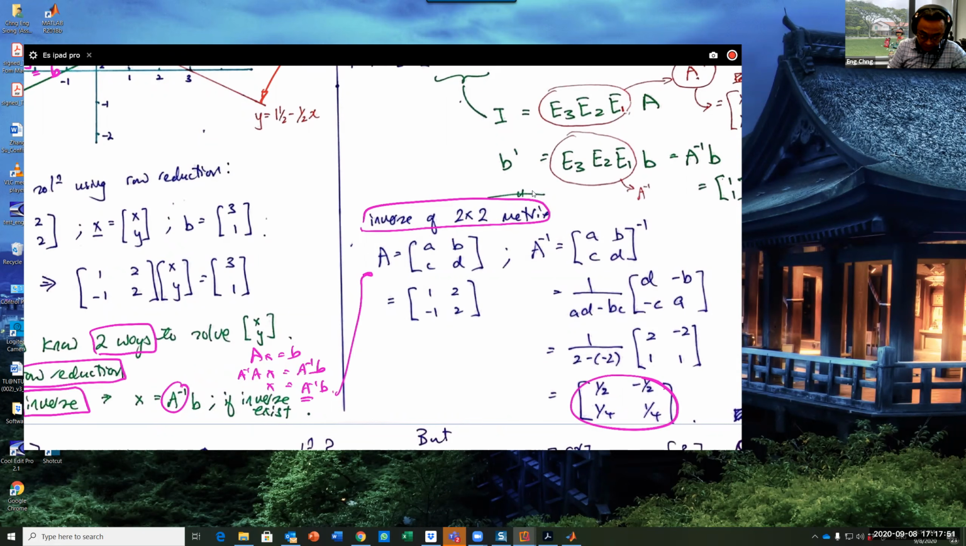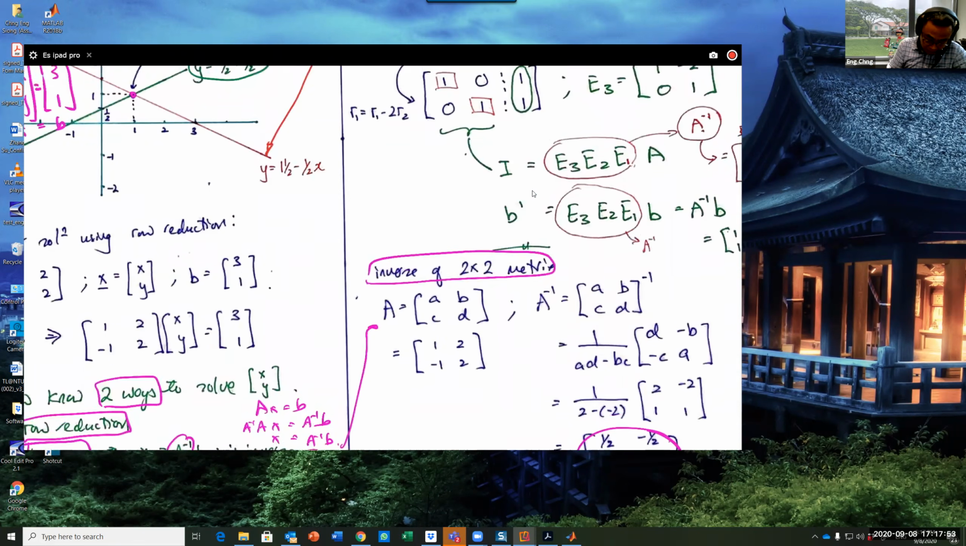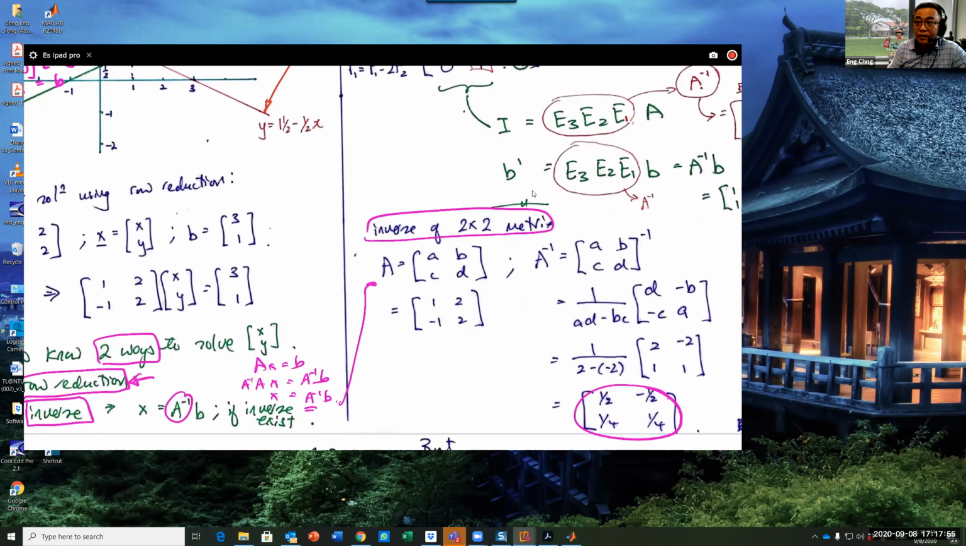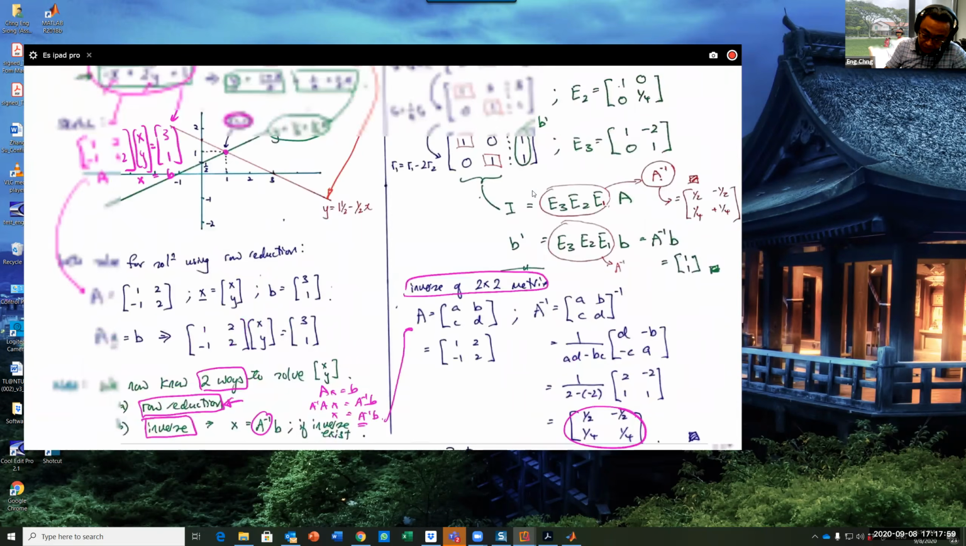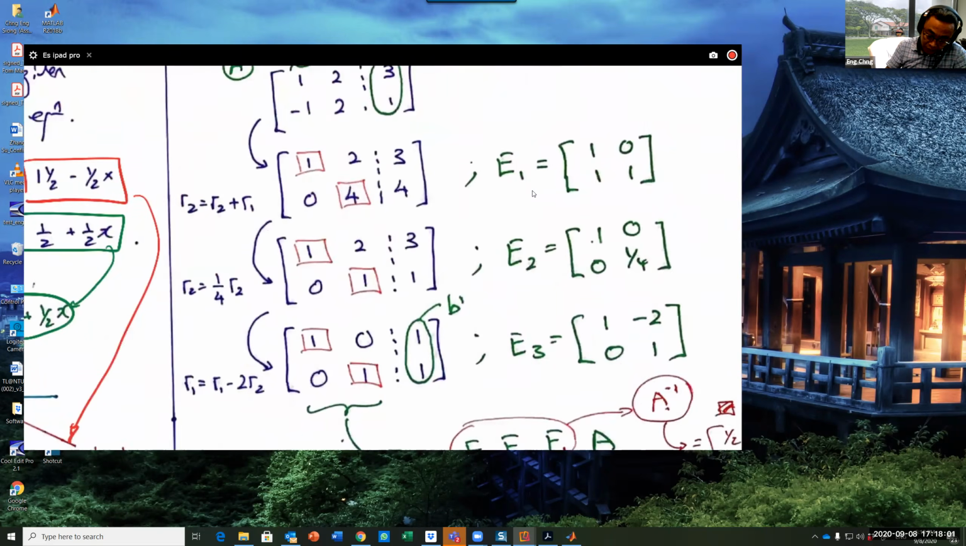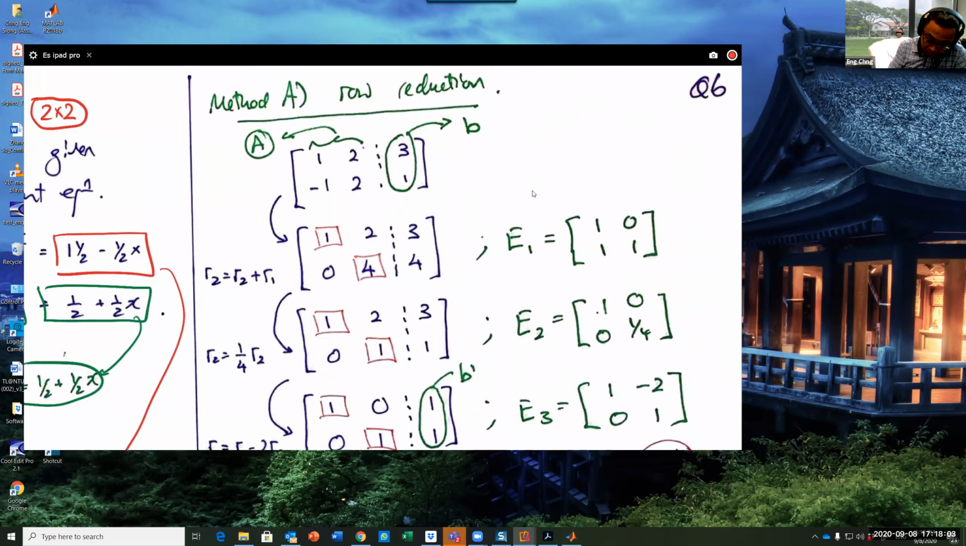All right, but let us do the row reduction first because in fact, question 6 wanted us to do that. So what do we do? We write our augmented matrix here, A, we write our B here, and we start to perform row reduction. I'm going to introduce this guy, but let's proceed.